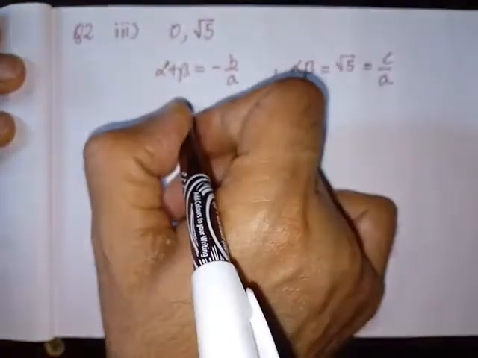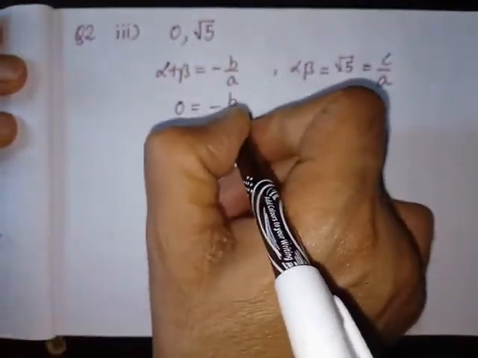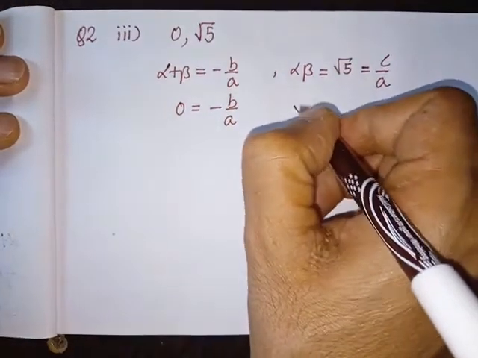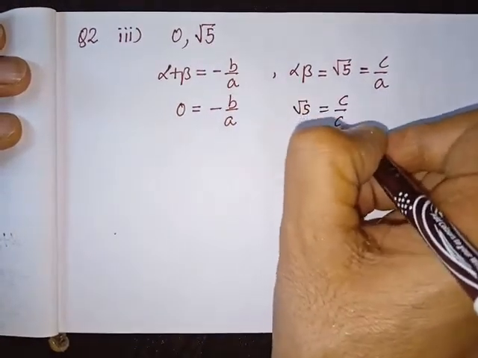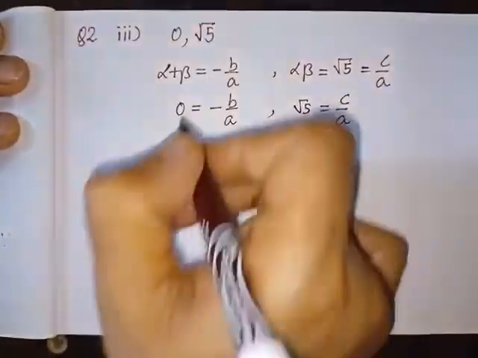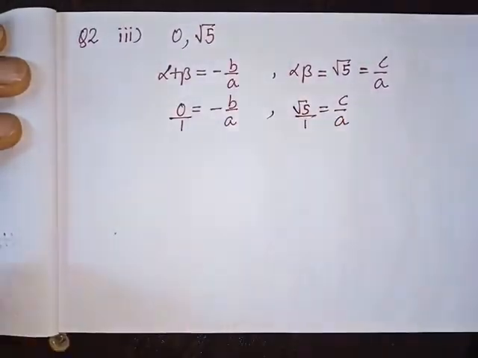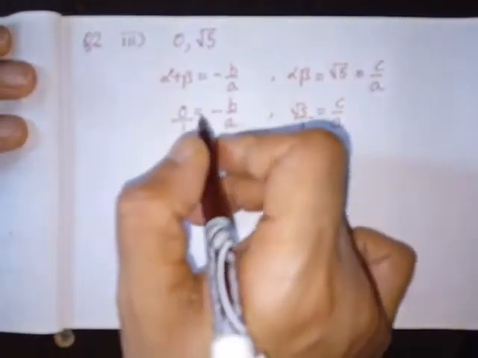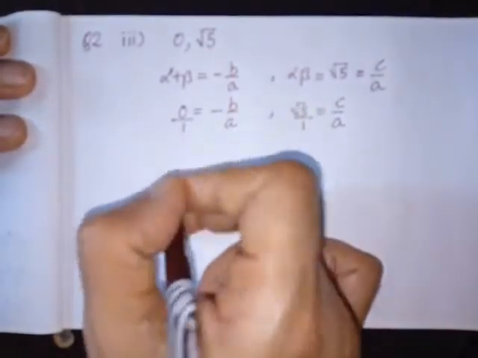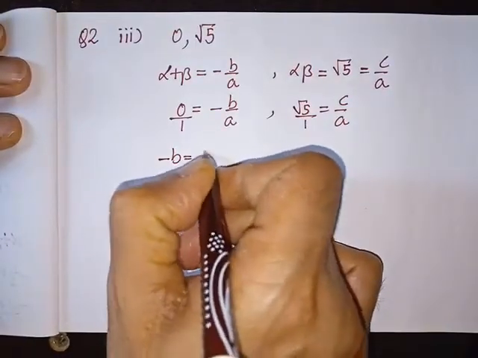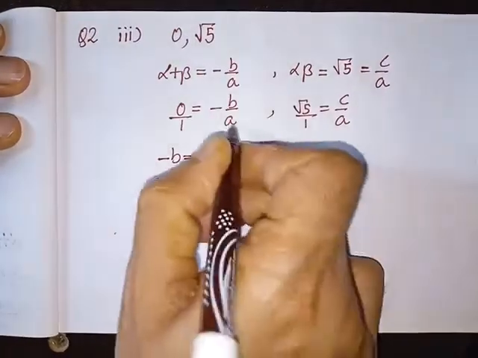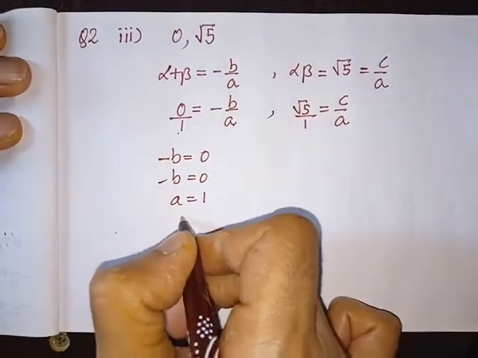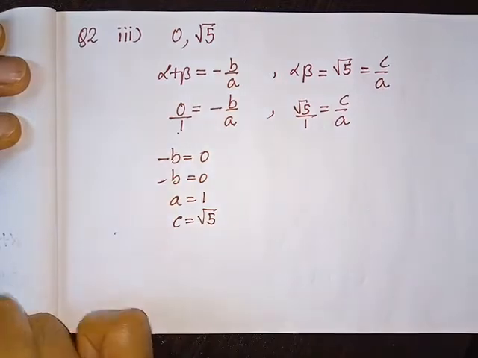Now alpha plus beta is 0, which is minus b upon a, and root 5 is equal to c upon a. Now let us take 1 as the denominator of both these values. On comparing both sides, we get minus b is equal to 0, so b becomes 0, a is equal to 1, and c is equal to square root of 5.